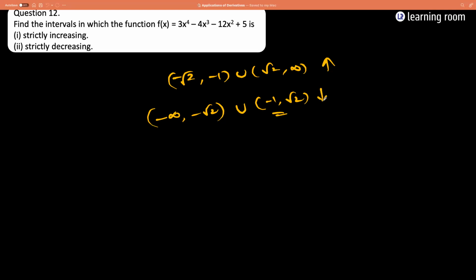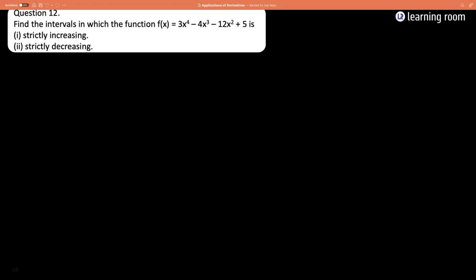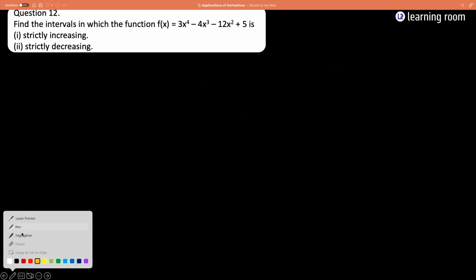Okay. I don't know what is the answer because I have not solved it. Is there anyone else who got the same thing? Sir, I got a different answer. Yes, sir, me too. You got a different answer? Sir, I got decreasing as minus infinity to -1, union 0 to 2, and increasing as -1 to 0, union 2 to infinity.